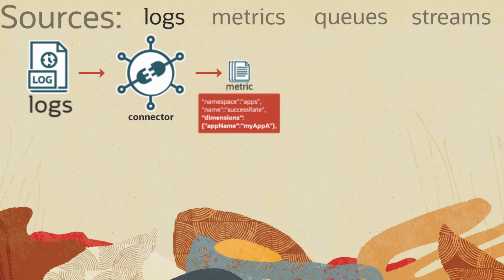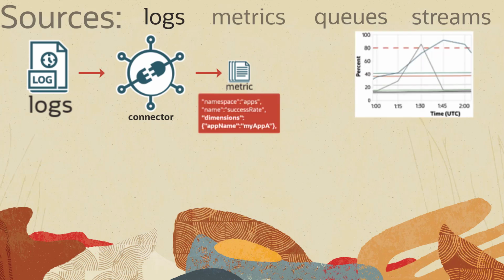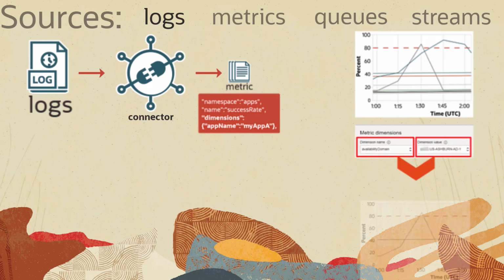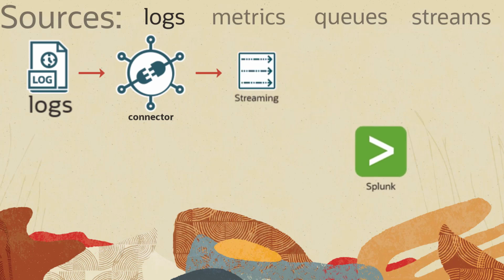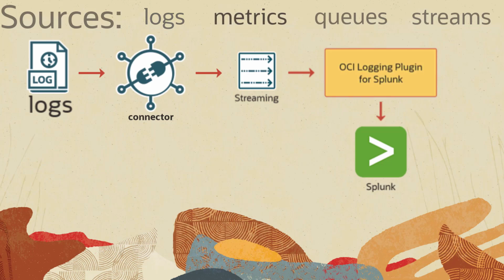Convert logs to metrics with dimensions. After moving the logs, you can filter by dimension to get the data that you want. Analyze logs using logging analytics. To write logs to Splunk, move the logs to the streaming service. Then use a plugin to write the streams to Splunk.